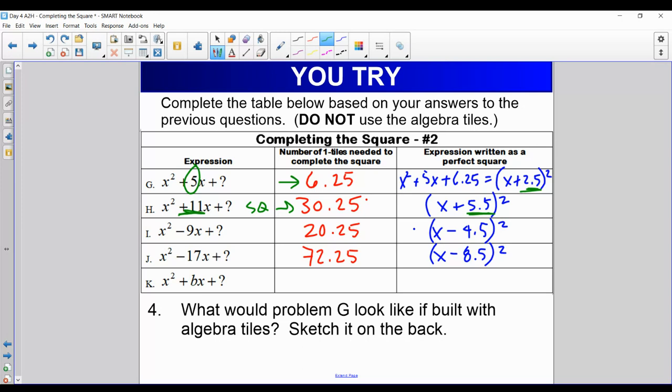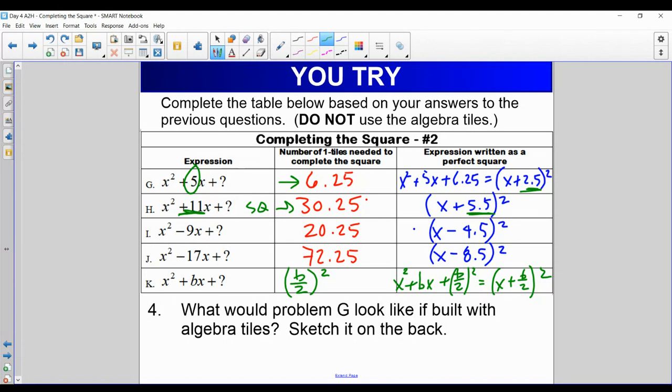Okay, so if I look at this, wouldn't this be b over 2? There's my half, and squaring it. So I would have here x squared plus bx, and I would say plus b over 2 squared, which is going to give me x plus the half here squared.